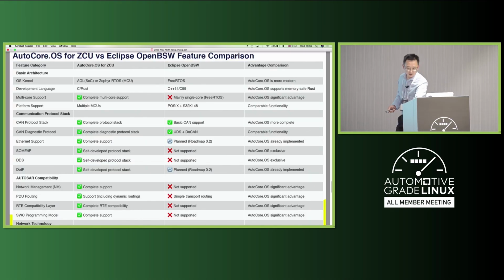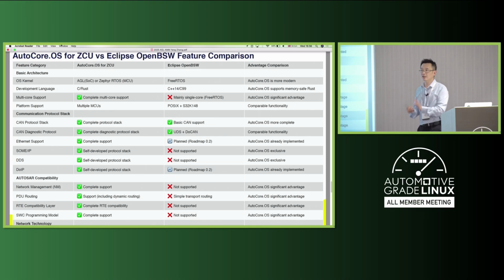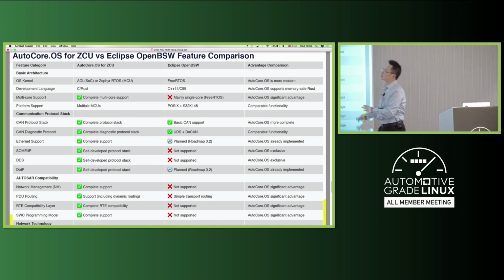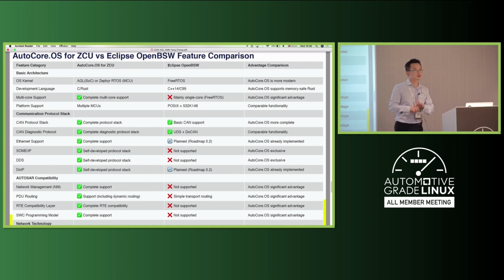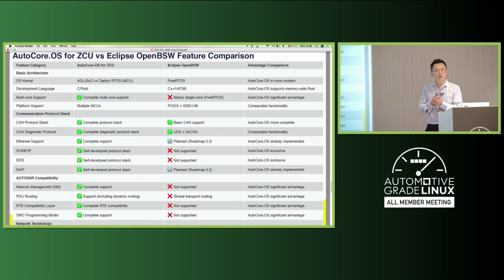So last, I've got 4 minutes left. Last is a comparison. I know putting up any kind of comparison is risky, right? You don't know who you're going to upset in the audience. But please don't take this as saying Eclipse Open BSW is not good. It's just that we took the approach of taking advantage of Zephyr for the MCU-based ZCU system software.